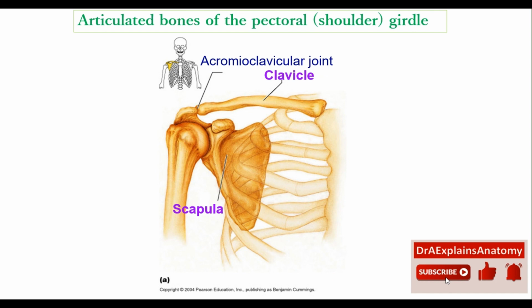This right here is the joint that is formed by the articulation of the acromion, which is a structure on the scapula, with the clavicle bone. This is called the acromioclavicular joint.